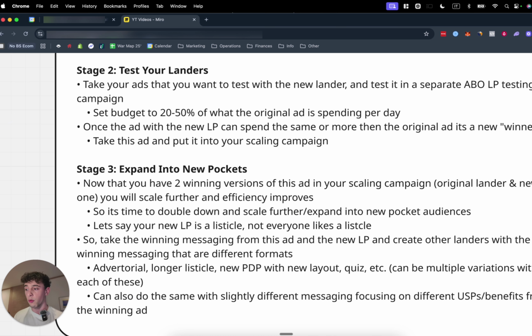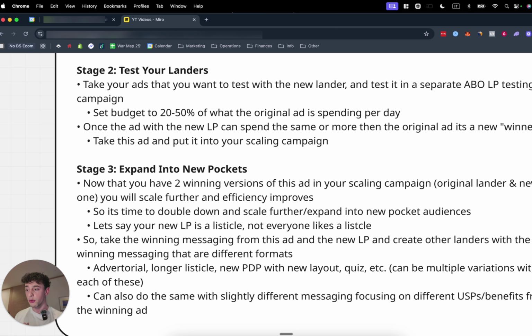So we take the winning messaging from that ad of angle X, that's the winning ad, and the new landing page, that new listicle that we found that works with it. And we could take this messaging and now apply it to an advertorial, a longer listicle, a new PDP with a new layout, a quiz funnel, etc., right? And this can be multiple variations within each of these, right? So if you have a listicle that works, you can create a different listicle with a different format, or an advertorial, or a different advertorial with a different format, right? Point is, you can go deeper into each of these with different variations, just like you do with ads.